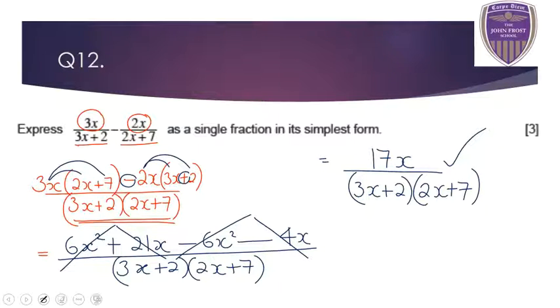Okay, just before I move on to the next answer, some people do it by cross multiplying, and if you look at the first part of it, what we've actually done is the 3x times the 2x plus 7, sorry, and then take away the 2x times the 3x plus 2. That's what you end up with on the numerator, and the denominator obviously is the same.